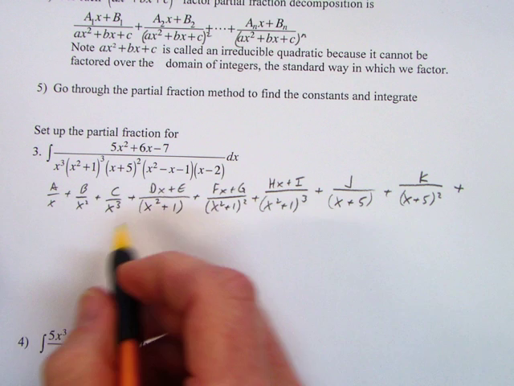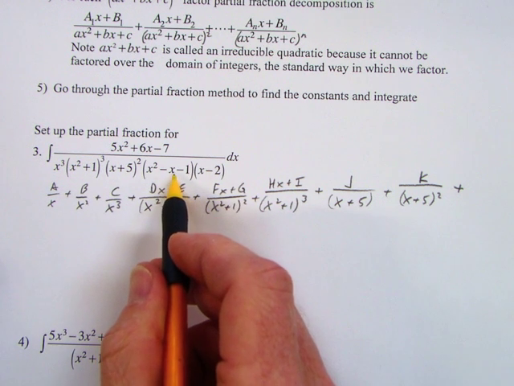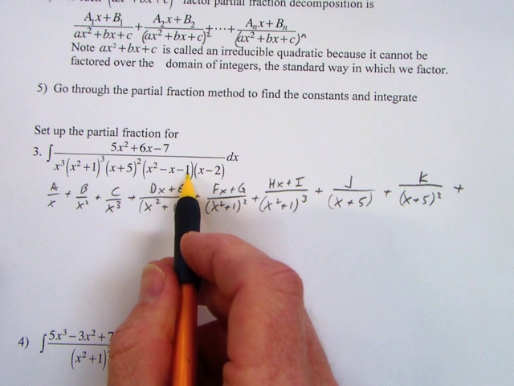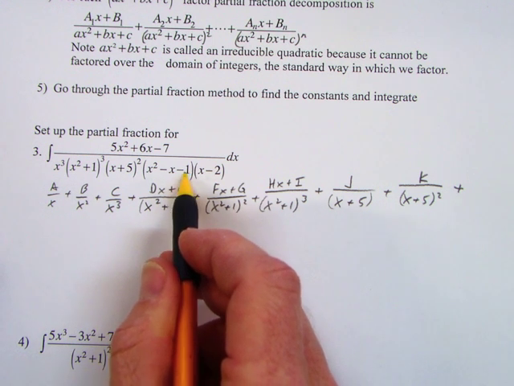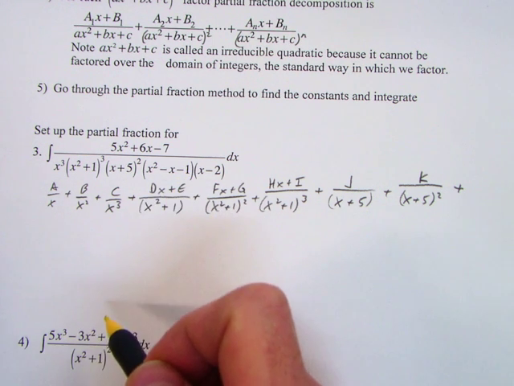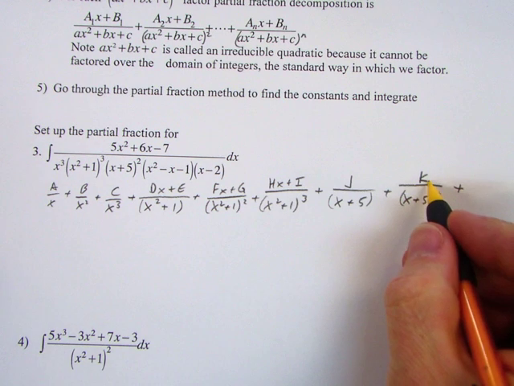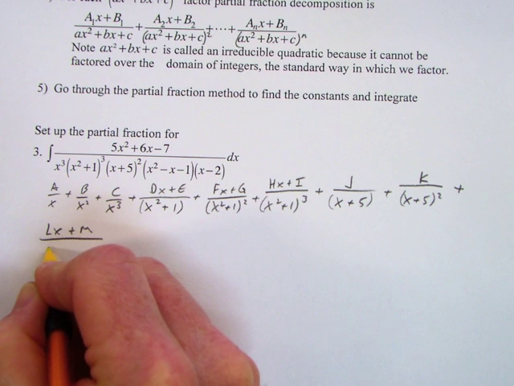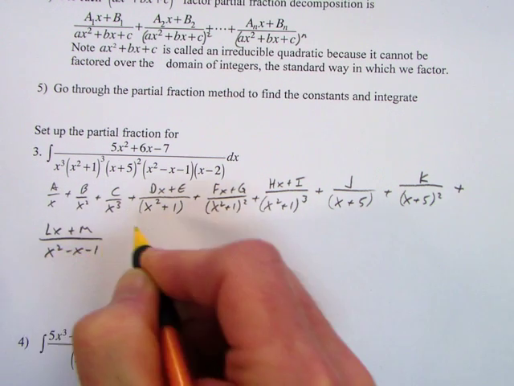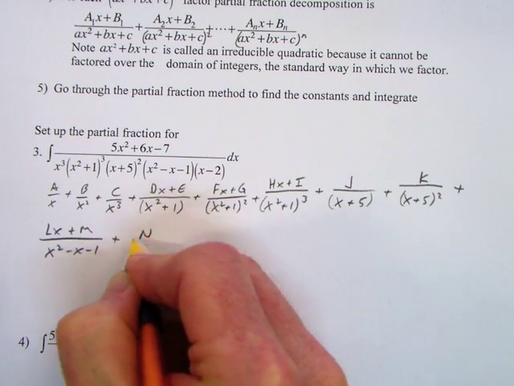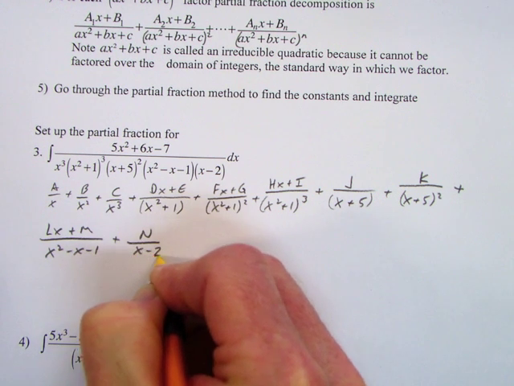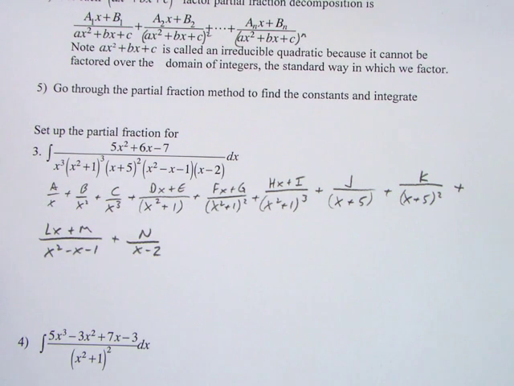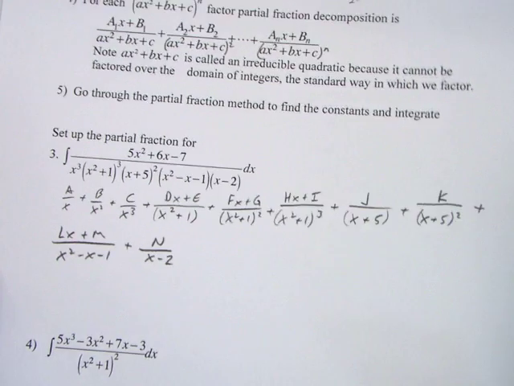plus, I'll come down to the bottom. Is this factorable? x squared minus x minus 1? No, there's nothing that's going to multiply to give us -1 that will add to give us -1. So we have lx plus m over x squared minus x minus 1 plus n over x minus 2. And that's it for just setting up the partial fraction decomposition.